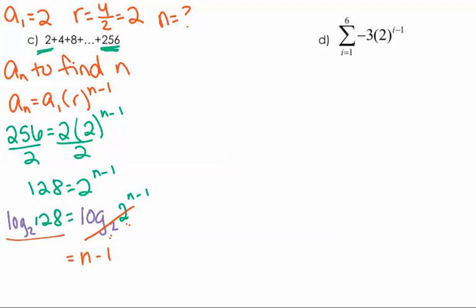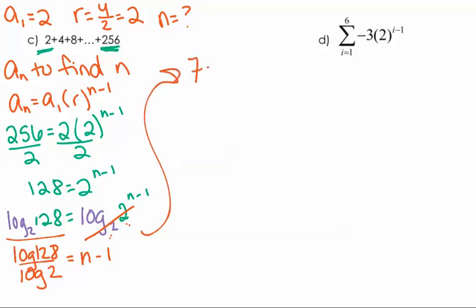Well, remember that log base 2 of 128 is just a number. You type that in your calculator like this: log 128 divided by log of 2. So when you type that in your calculator, you end up getting that 7 equals n minus 1. I'll add 1 to each side, and you get that n equals 8. So we can go ahead and take away our question mark now and see that n equals 8.